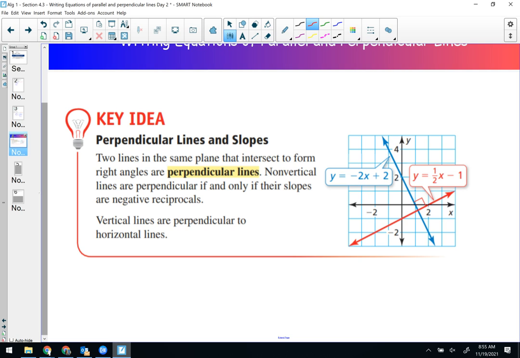Okay, let me ask you. Do I care about the y-intercepts? No. Not in this case either. Like I didn't care about them for my parallel lines, I don't care about them for my perpendicular lines. Those don't play a role. What plays the role is the slope. Take a look at the two slopes that we have. I have negative 2 and a positive 1/2.